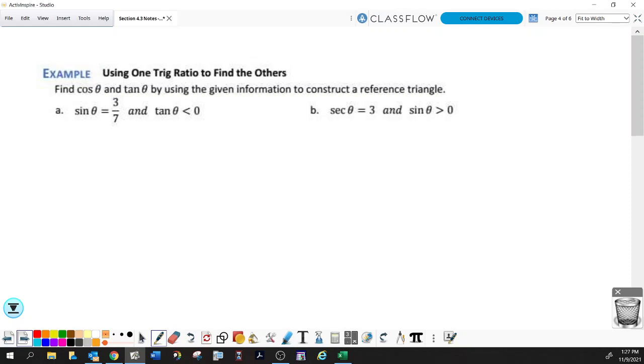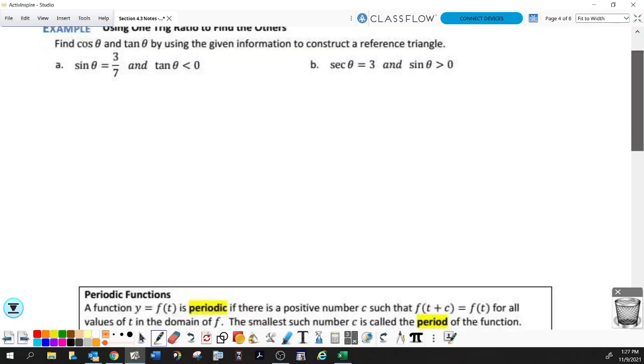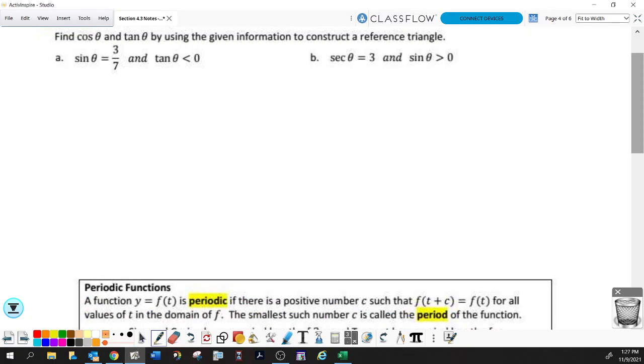That leads us to questions like this, and you have at least one of these on your test, I think maybe two. The directions are to solve for cosine of theta and tangent of theta using the information that you have there. First one says sine of theta is 3/7. Well, sine, just to remind you, sine is y over r. That means we have a positive y value and our radius is 7.